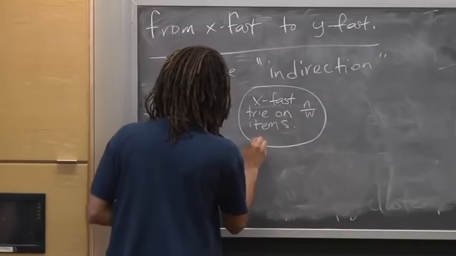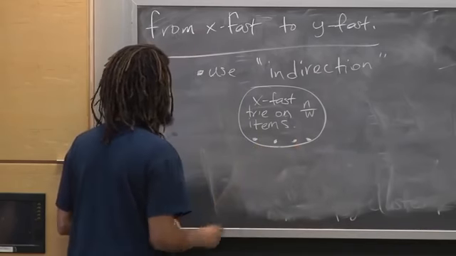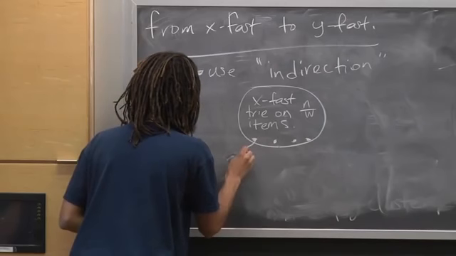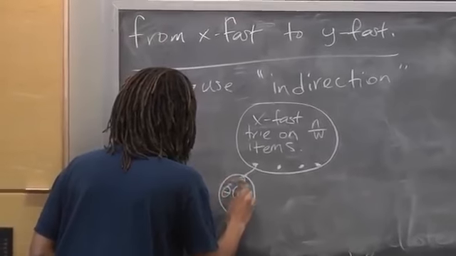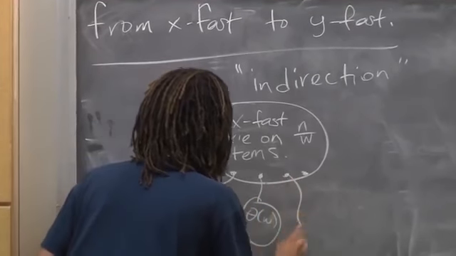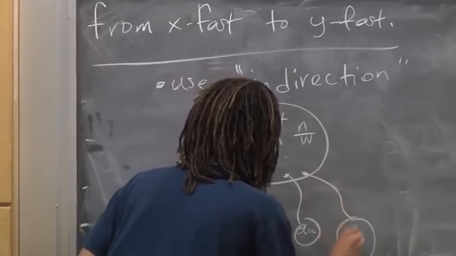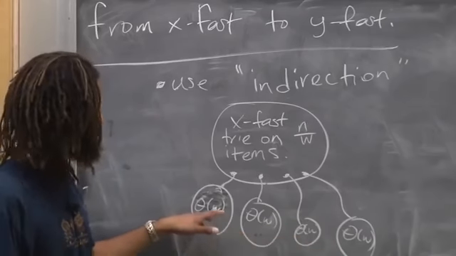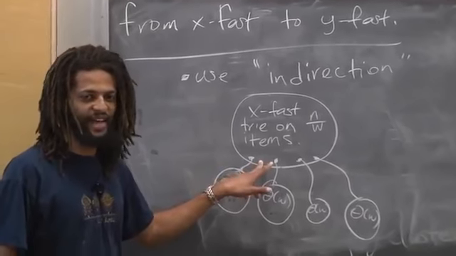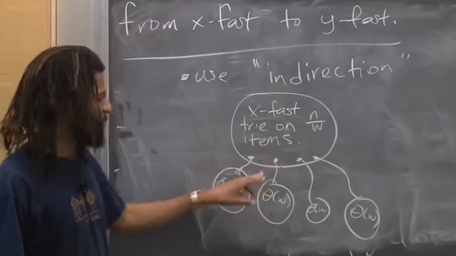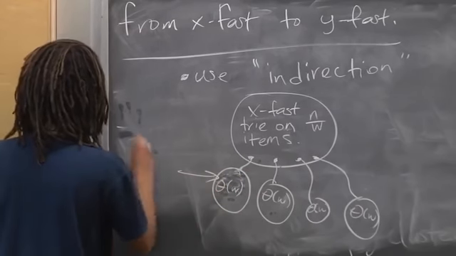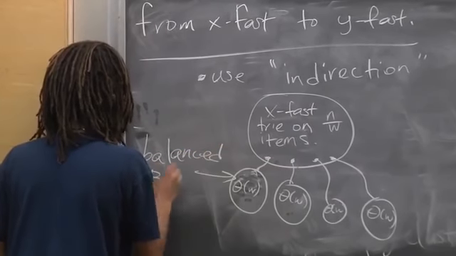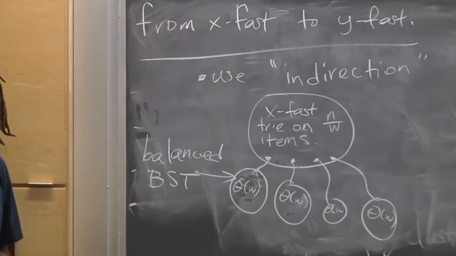But what's each item? So these are my n over w items. Each item, if you open it up, is actually like a super item that contains roughly w items. So approximately, this contains the first w items, the next w items, et cetera. And one of them will be the representative item that actually lives in the X-fast trie. The way that I'll store these items is I'll build a balanced binary search tree on them. Are the first items the smallest w ones? Yes. Theta w, let's say.